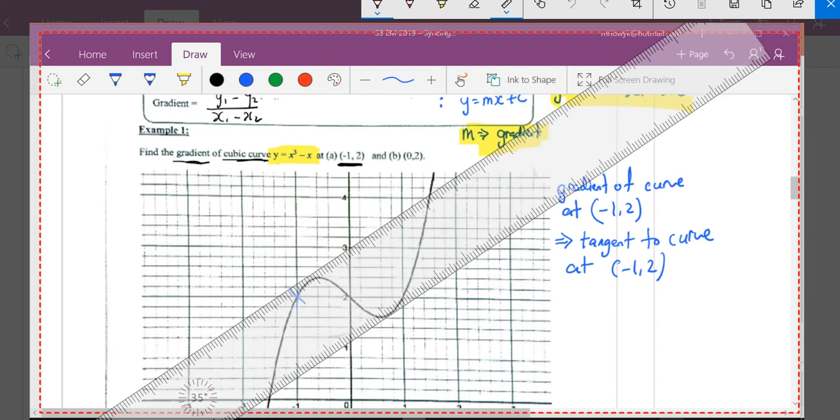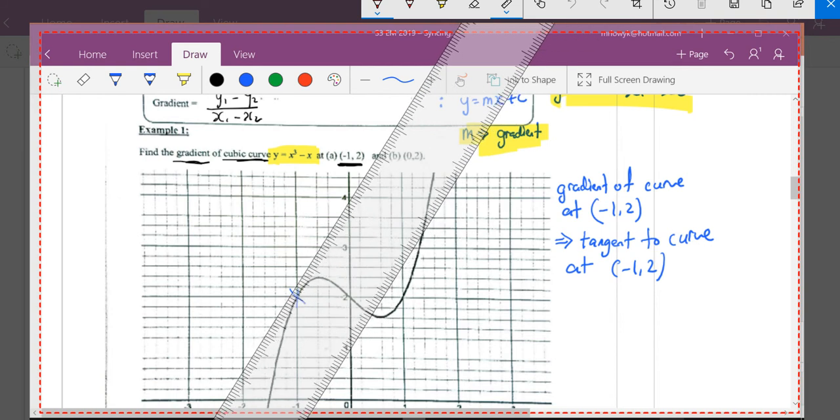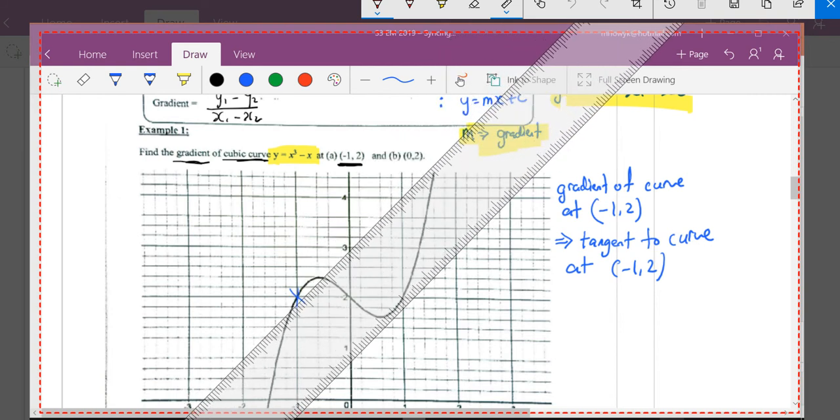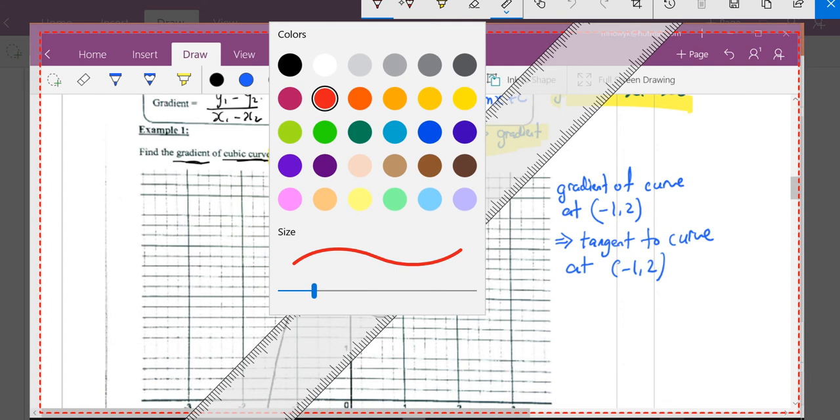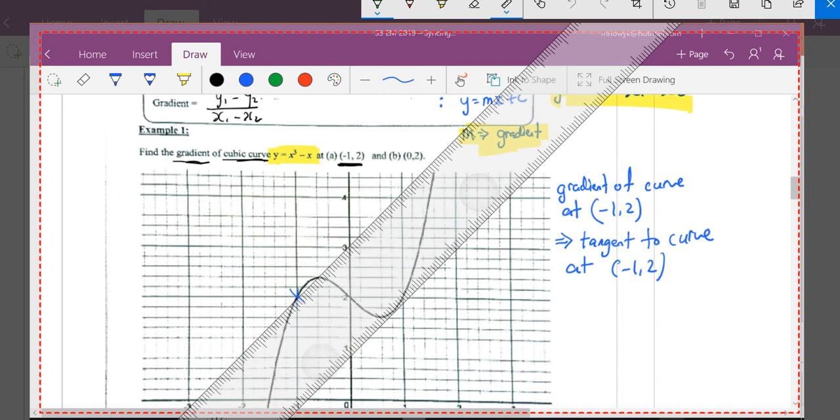Now, how do I draw a tangent? Tangent means my ruler will touch the curve at how many points? 1. So, how do I shift? Is this my tangent? I try. I take out my green pen and I draw a tangent. This is my tangent.